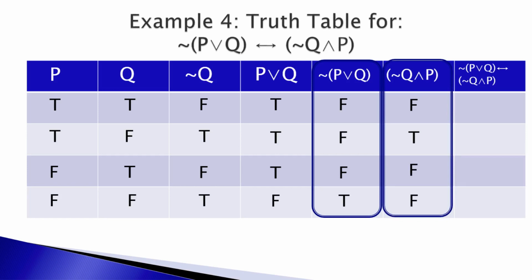Now, combining these two into a biconditional, we see not (P or Q), if and only if, (not Q and P). False if and only if false is true, false if and only if true is false, false if and only if false is true, and true if and only if false is false.